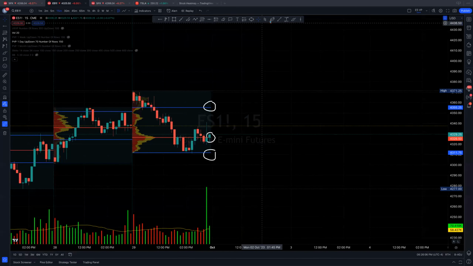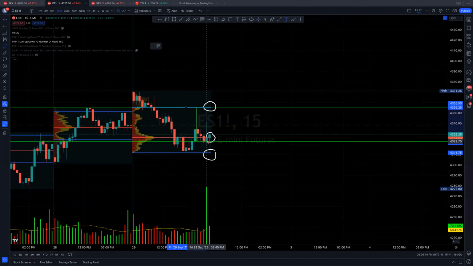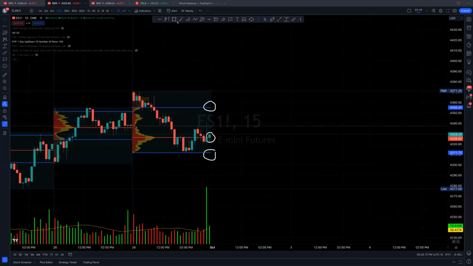Now, this whole area here, well, I guess that's not a good tool. What can we use? I guess we'll just do this. So from value area high to value area low, this is called the value area. This is where 70% of the trading volume happens.